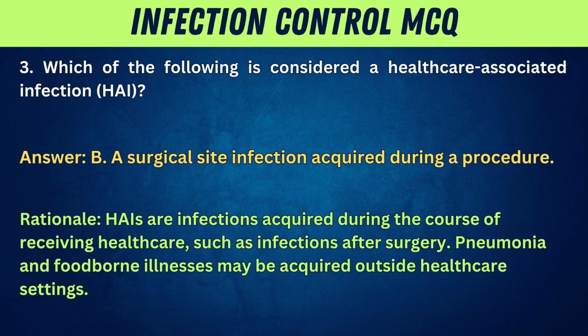Rationale: HAIs are infections acquired during the course of receiving healthcare, such as infections after surgery. Pneumonia and foodborne illnesses may be acquired outside healthcare settings.